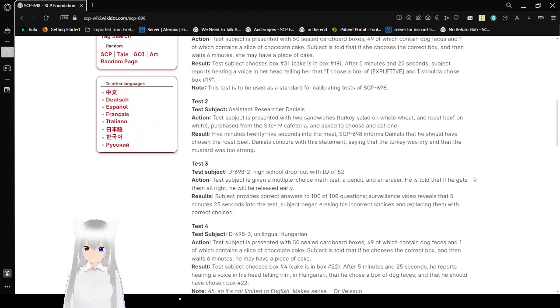Test 2, Assistant Researcher Daniels. Test subject is presented with two sandwiches, turkey salad on whole wheat and roast beef on white, purchased from Site 19 cafeteria, and has to choose and eat one. Five minutes and 25 seconds into the meal, SCP-698 informs Daniels that he should have chosen the roast beef. Daniels concurs with this statement, saying that the turkey was dry and the mustard was too strong.